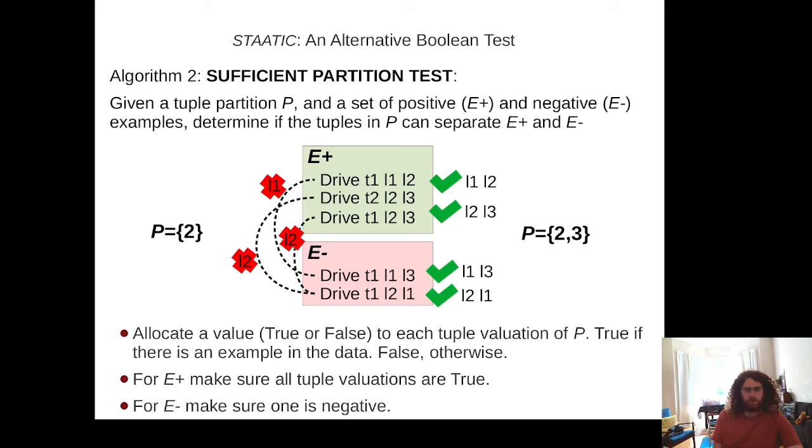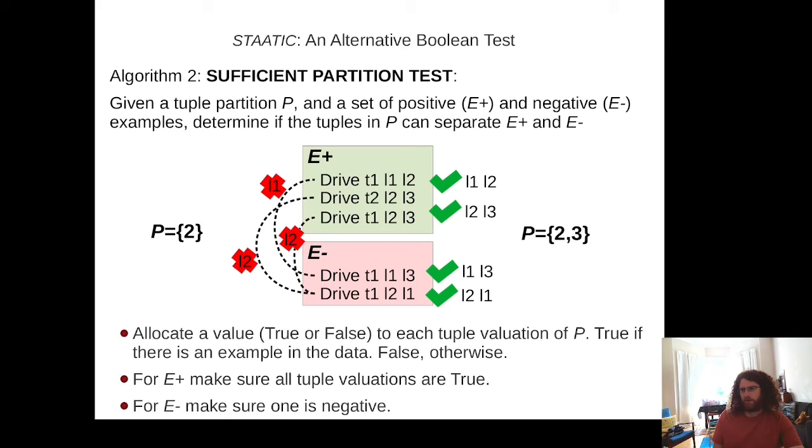In this case, we've got the tuple 2. If we look in the examples, drive T1, L1, L2, so the second parameter is L1, but L1 is also the second parameter in a negative example, the first one. That means that this is not sufficient to split these examples.